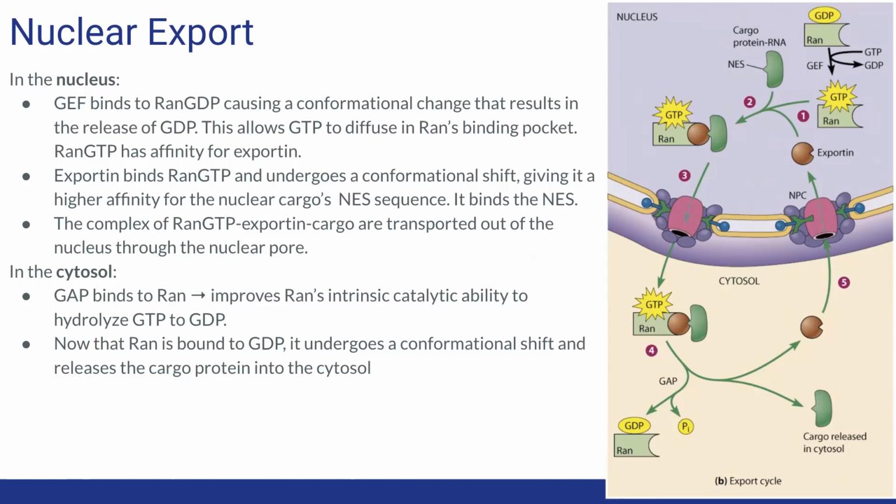I'm sorry, does RAN bind to the nuclear sequence first before it binds to exportin? Sorry, is it exportin to the NES first, or is it RAN to exportin? It's RAN to exportin, then exportin to NES. How does exportin get back into the nucleus? Is it through an importin? It can just diffuse through. It can just diffuse through the pore? Yeah, it diffuses through the pore. It doesn't need it. And other things do that?